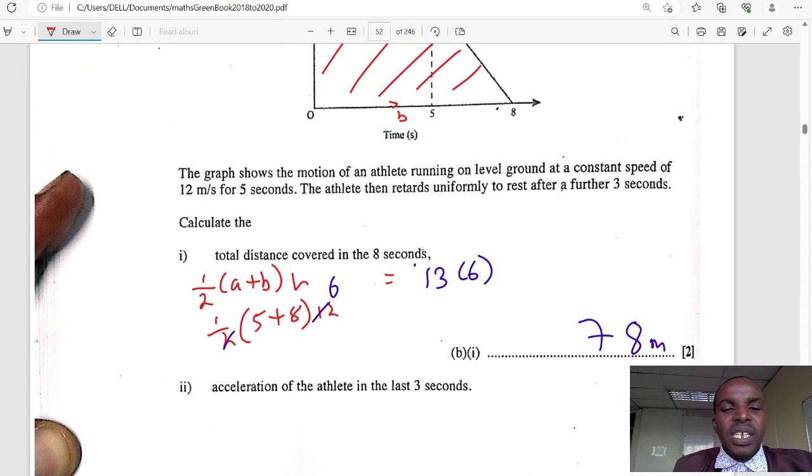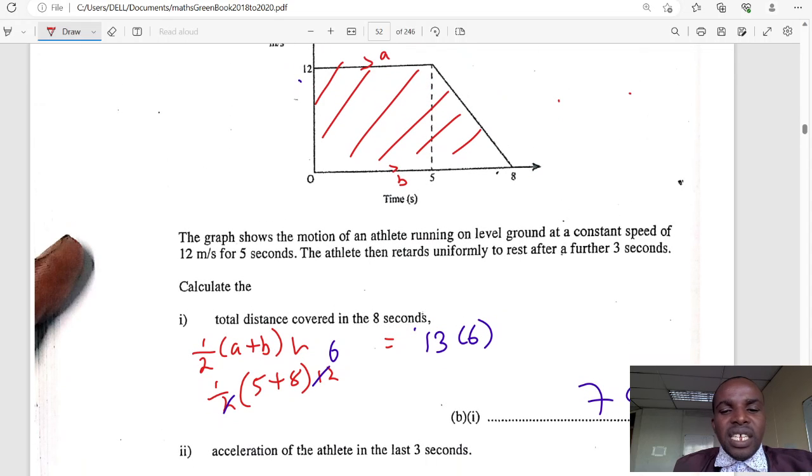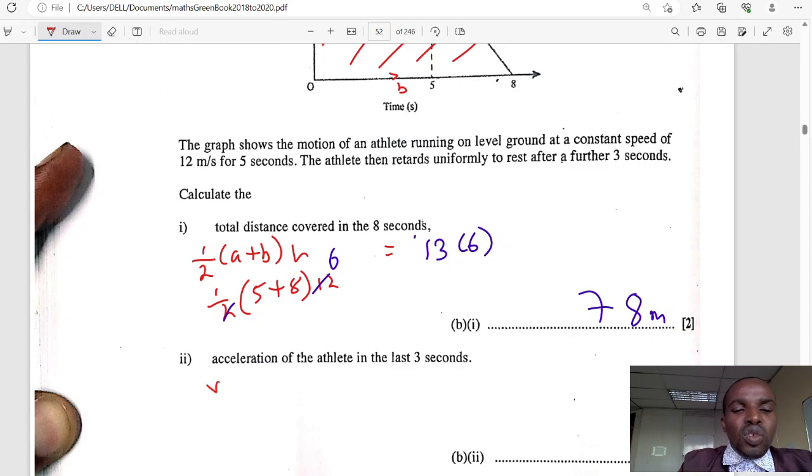Then next, calculate the acceleration of the athlete in the last 3 seconds. Acceleration in the last 3 seconds. So the acceleration is negative; this one is actually deceleration. So it will be negative, and it will be called deceleration, or retardation. So you can use V equals U plus AT.